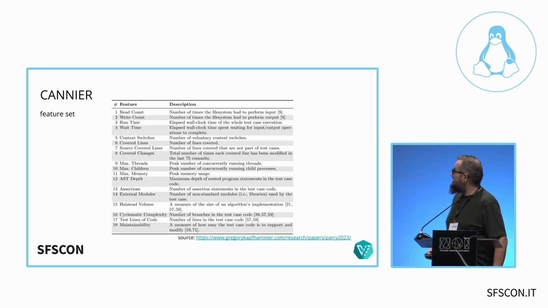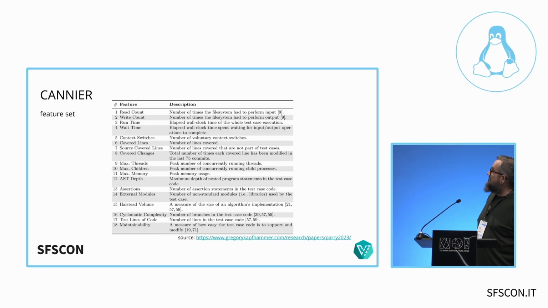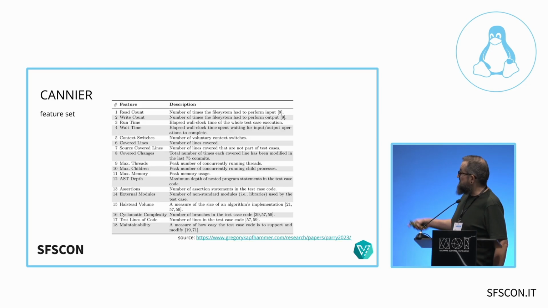The text is probably a bit small, but largely this is the feature vector, the set of features stemming from CANNIER. We can largely group those features into runtime data and static analysis data. I would highlight cyclomatic complexity, lines of code, and AST depth, for example, and for runtime data, runtime and wait time. But there is obviously more.